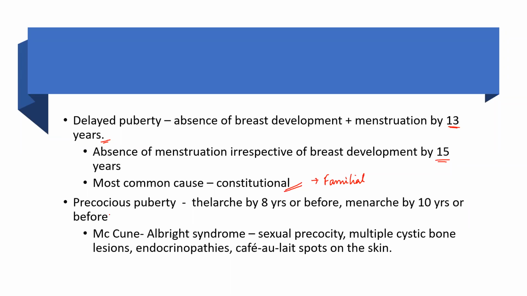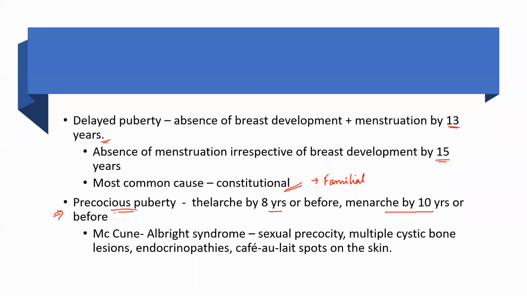Okay. Next one is a precocious puberty. Talking about precocious puberty, the thelarche should be by or before 8 years, menarche by 10 years or before. This is the criteria. The breast development before 8 years and menarche before 10 years. And if at all it happens, we call it to be a precocious puberty.